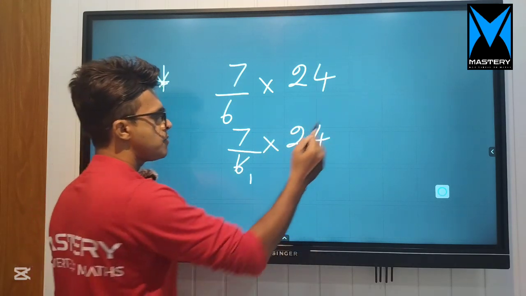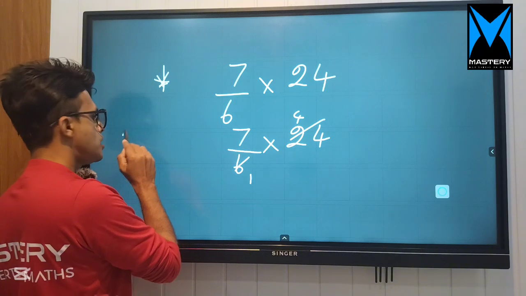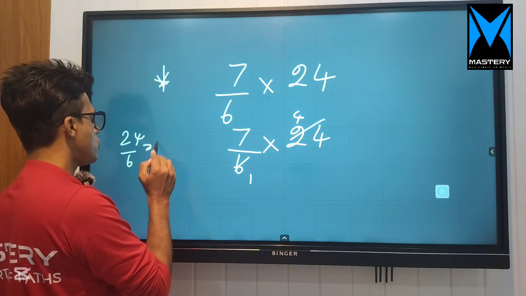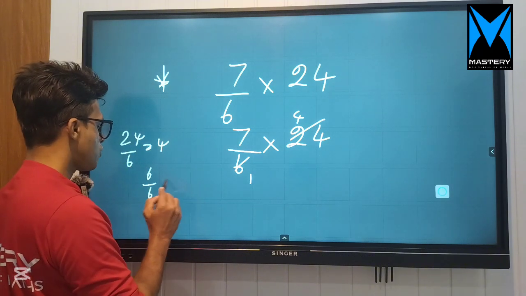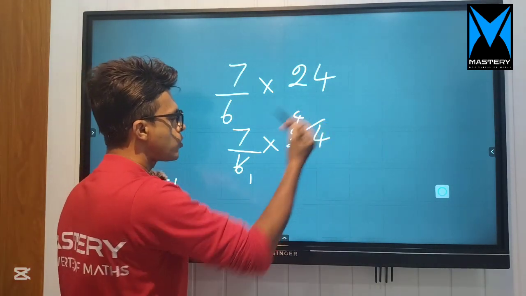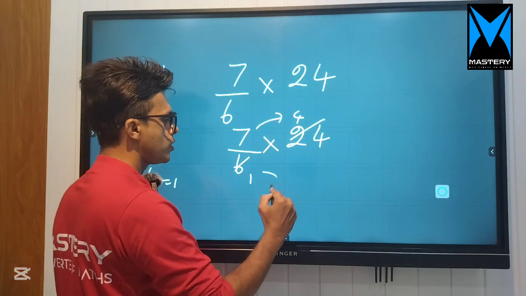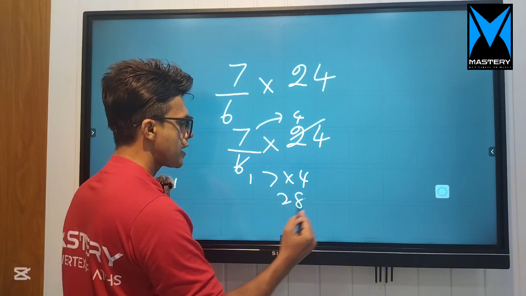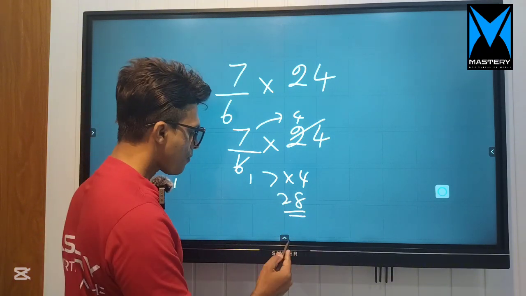So, 1 time, 4 times. You know, 6 times 4 is 24, so 24 upon 6 is 4. Then 6 upon 6 is 1. This is read as 1 time, 4 times. 7 times 4 is 28. This is the answer. Okay.